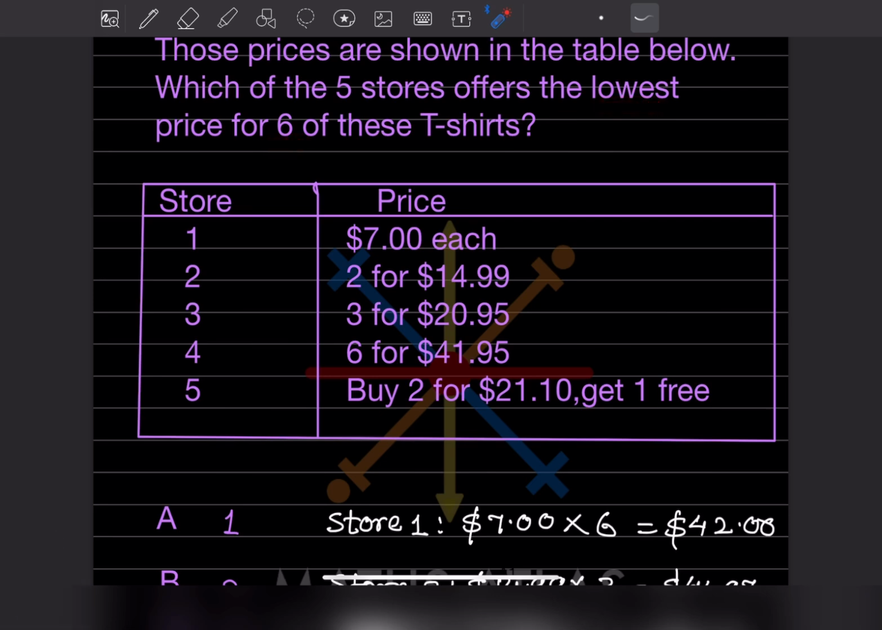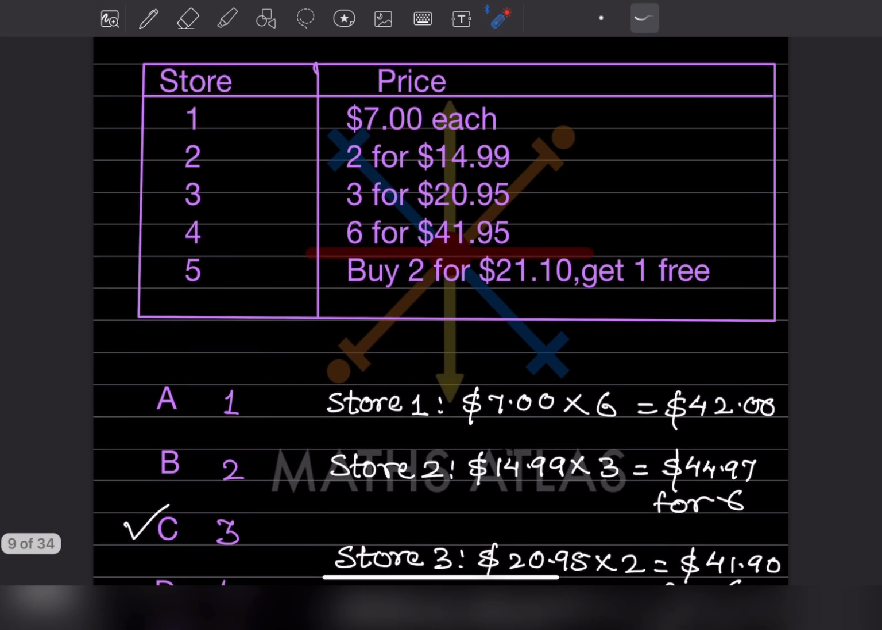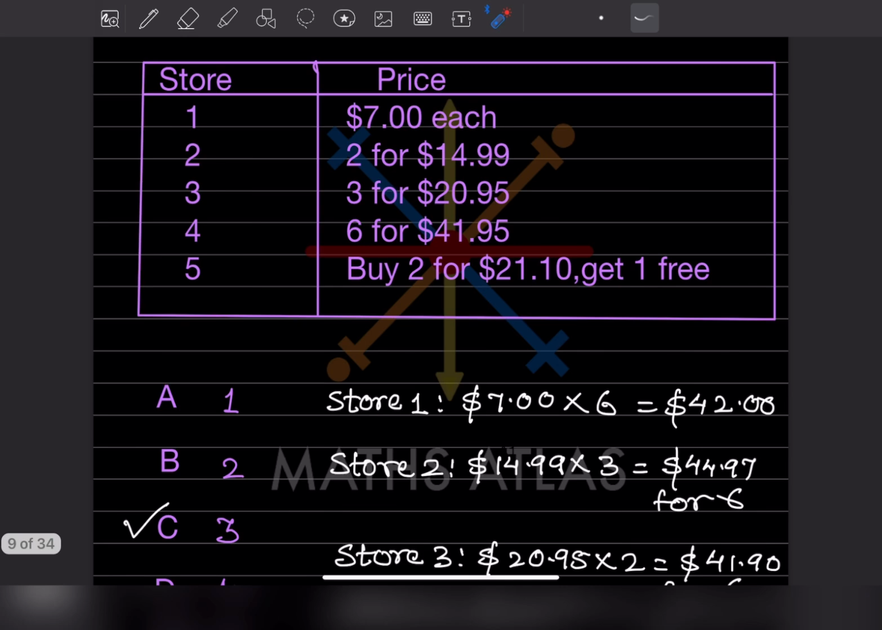So now what will you do here? One t-shirt is, so I have written here store 1, that is one t-shirt is for $7. So we will see for 6, so that is going to be $42. Now you will see for the store 2, 2 for 14.99.